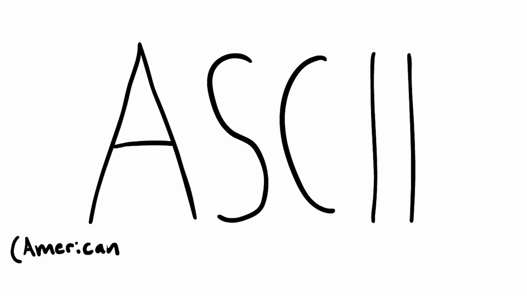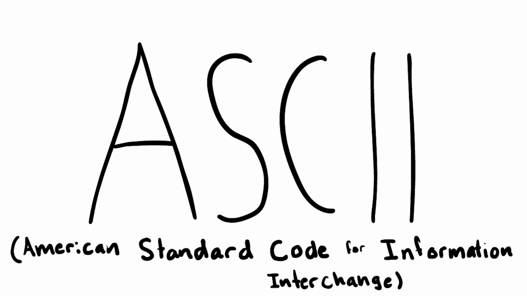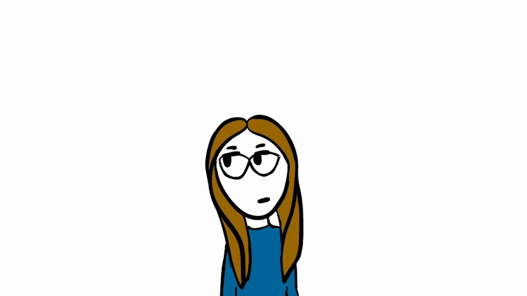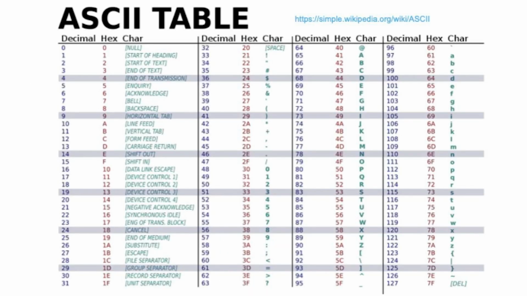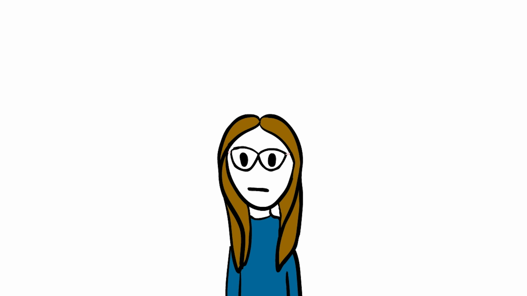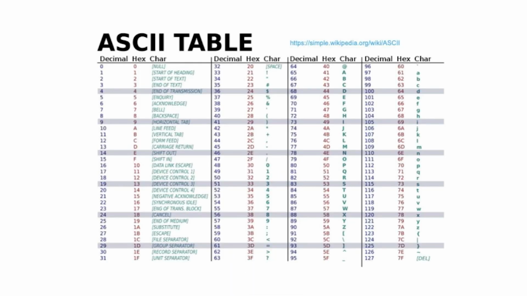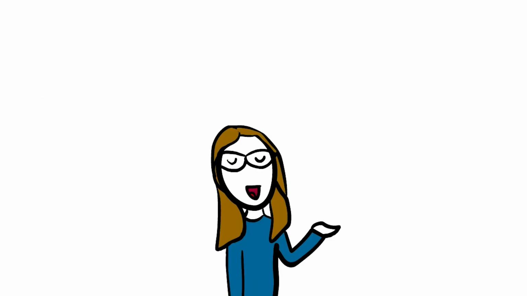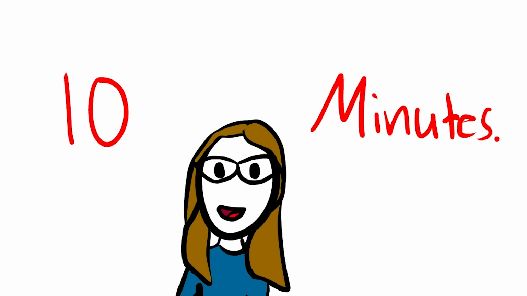ASCII stands for the American Standard Code for Information Interchange. What does that mean? Basically, it's a fancy chart of 128 characters in the English language. All you need to know is that each character has a binary, decimal, hexadecimal, and octal value associated with it. And the conversion between each is the exact same that I've been going on about for the past 10 minutes.